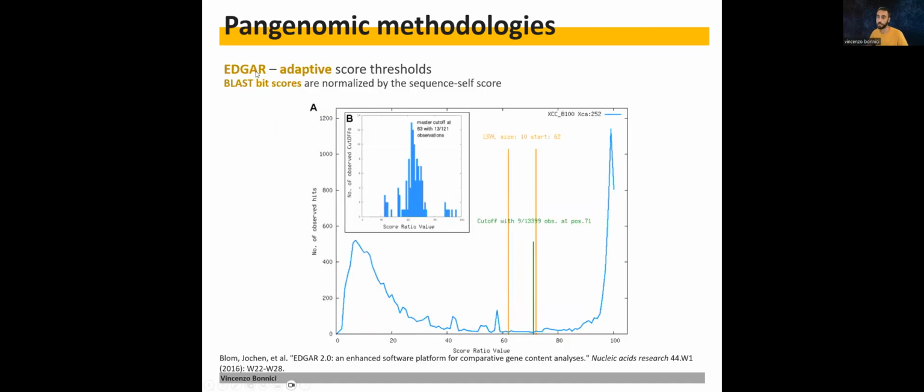So the authors of Edgar developed an adaptive score threshold. In fact, it first computes the distribution of the BLAST-based score, normalized by the sequence score itself, and then it tries to understand which is the best cutoff to be used in order to consider two sequences as similar or not.